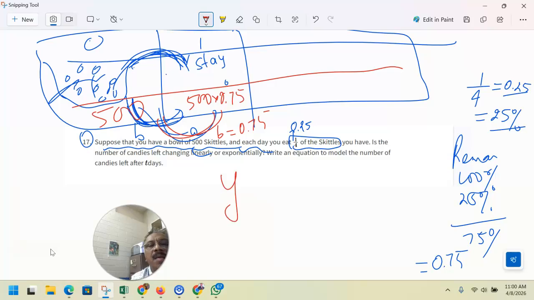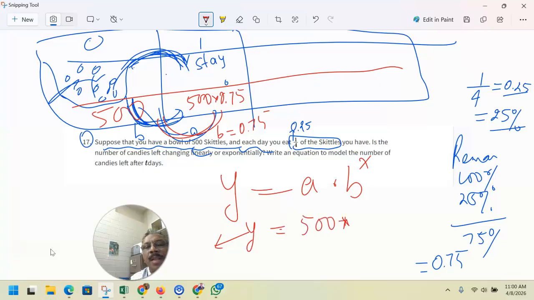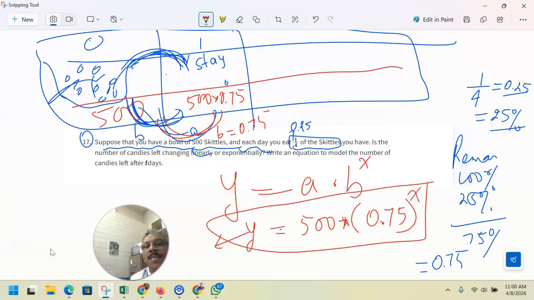So the equation becomes y equals a b raised to x. This is how many skittles are remaining. You had 500 in the beginning, but this one is now 0.75, raised to x. The x stands for the number of days. So the understanding piece is, you are eating 1/4. That means what percent is the decrease. So that's the understanding here.